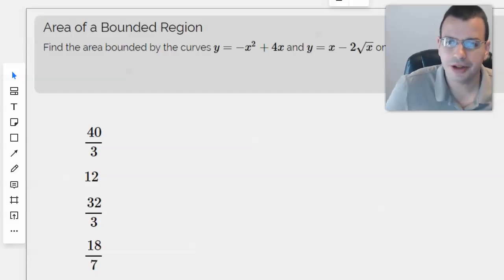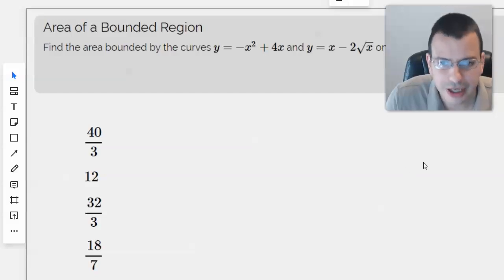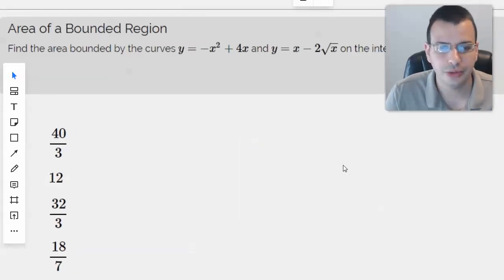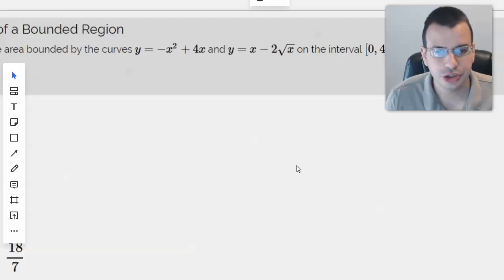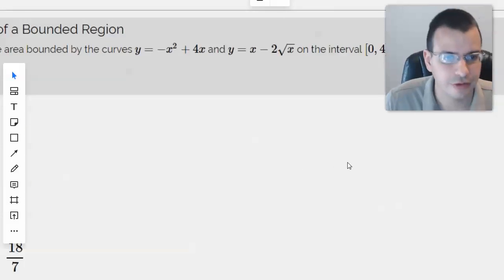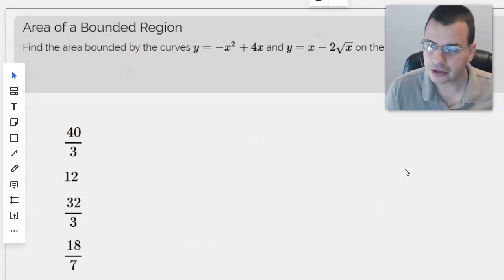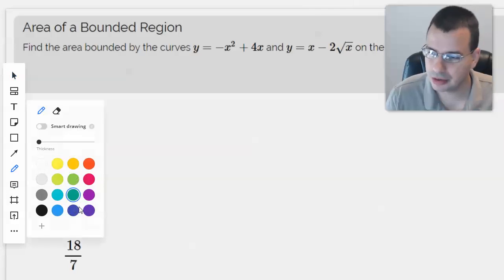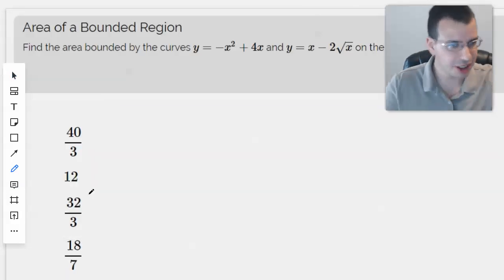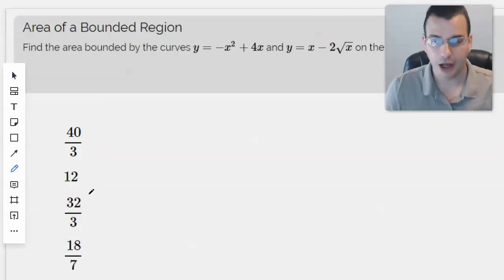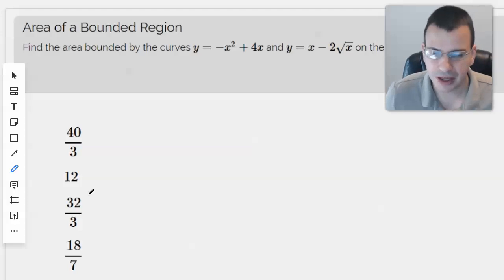Find the area bounded by the curves y equals negative x squared plus 4x and y equals x minus 2 times the square root of x on the interval from 0 to 4. Okay, so this is a bounded area problem. So we have probably one graph on top, one graph on bottom. Find the area between the two. Not too bad. We can do this.